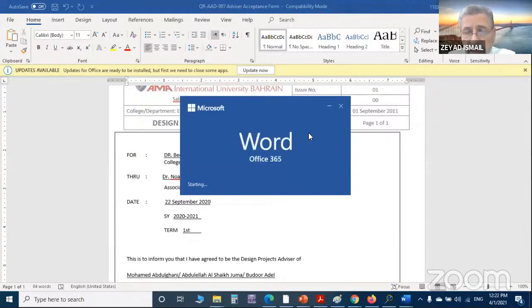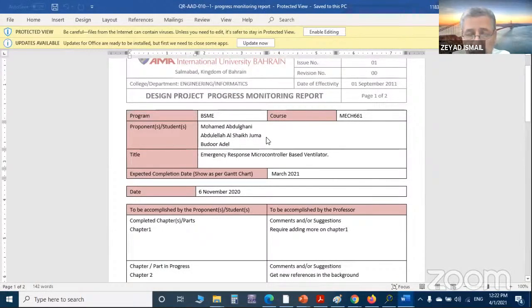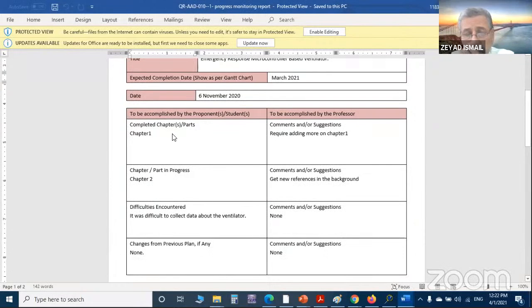Beside that, there is a monitoring. I mean, maybe there are problems, and this form is design project progress monitoring. Okay. And there will be a monitoring for the students on their writing chapter by chapter, for example. And this monitoring will be also done every 2 weeks or 3 weeks, depending on the advisor. And what are the students doing during this period by writing, for example, chapter one, and maybe they have started with chapter two, and maybe they have some problem to ask the advisor about references they can't find, whatever. So anything that can be monitored by the advisor.